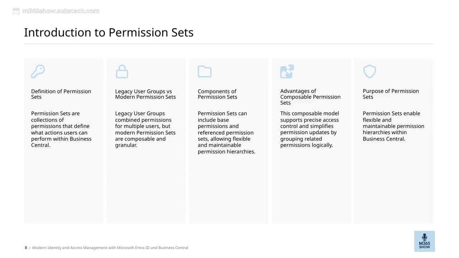To clarify, permission sets are simply collections of permissions that define what actions users can perform within Business Central. They serve as a structured way to manage access control, aligning with the broader goal of modern identity and access management, especially when integrated with tools like Microsoft Entra ID. So, in essence, permission sets are a vital part of creating a secure, flexible, and manageable permission framework that supports the evolving needs of our organization.